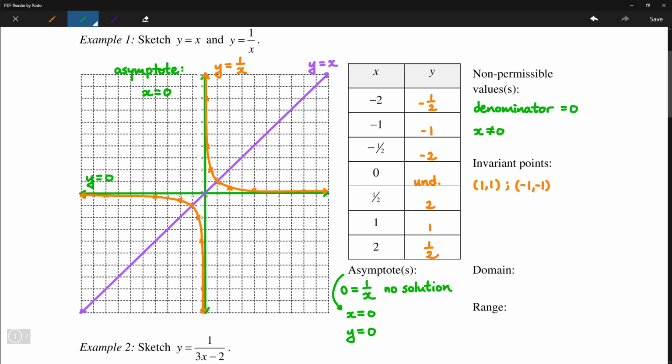And the domain and range, in this case, correspond to those asymptotes, so x cannot be equal to 0 is our domain, and y cannot be equal to 0 is the range. Okay.